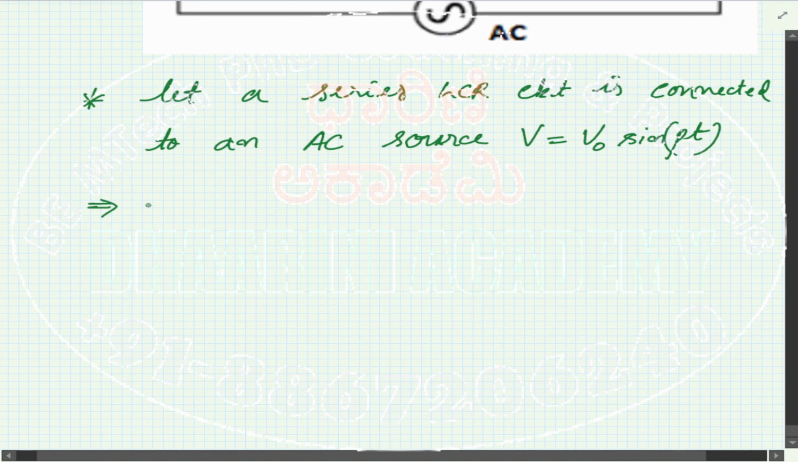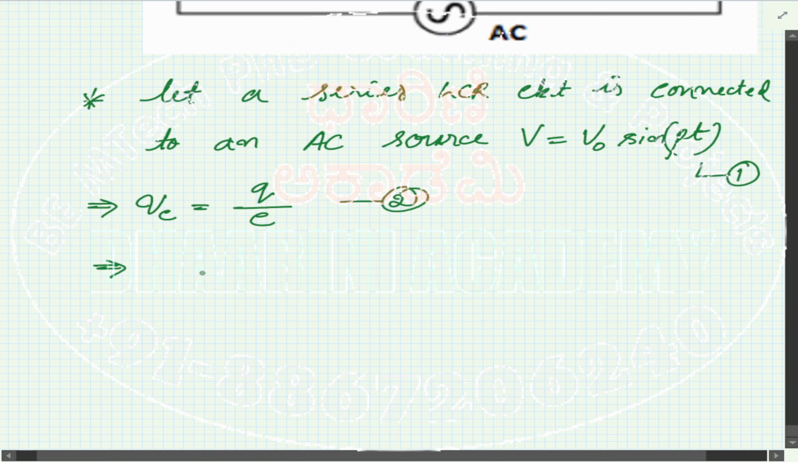This implies the voltage across the capacitor is denoted by Vc. So Vc is equal to, if you remember the basic equation, the voltage across any capacitor is given by the charge stored in the capacitor divided by its capacitance. Let me call this equation 1, and this particular equation is 2.